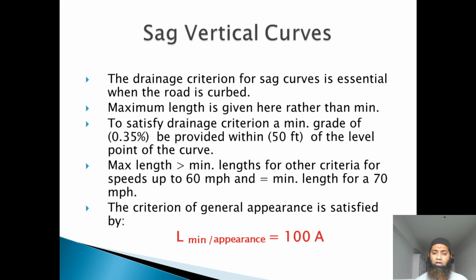The criteria of general appearance is satisfied by L minimum by appearance equal to 100A. You can just see here what all has come up, 60 and 70 miles per hour, but still we have to see different criteria, and then we should come up with some formula. So criteria for general appearance is satisfied at L minimum equal to 100A.